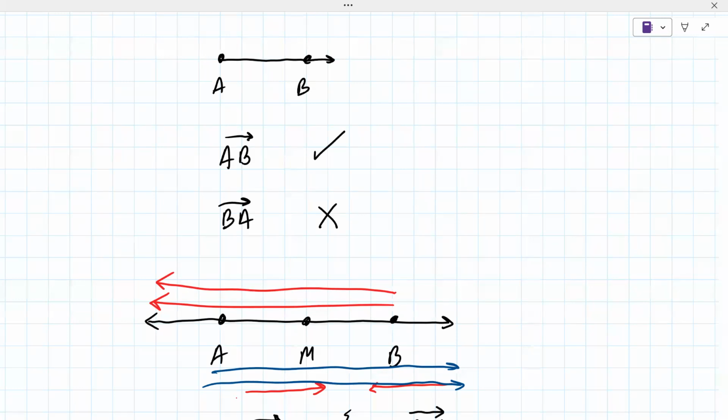Let me see if I can find something related to this for us to work on. You'll also get some stuff on angles.